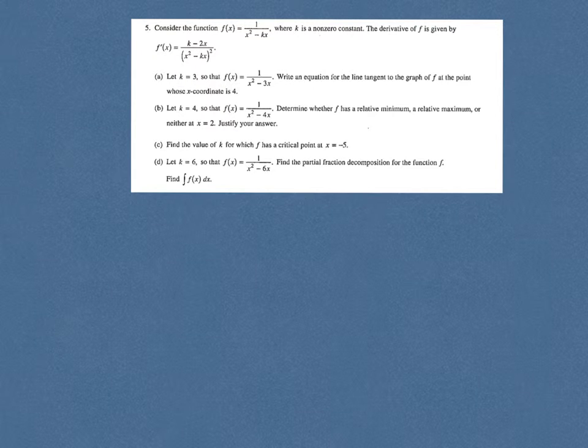And then here, let k equal 4 so that f of x is equal to this. Determine whether f has a relative min, a relative max, or neither at x equals 2. Justify your answer. Okay, so on that particular one, if you're going to have a relative min or relative max, the first thing you really need to do when you see relative min, relative max, is look for f prime. So you're going to want to make a determination from there. When they're giving you the option of neither, it is possible that if you plug the 2 into the derivative you're not going to get 0 or undefined. So always find that derivative and then plug that 2 in, see what happens.